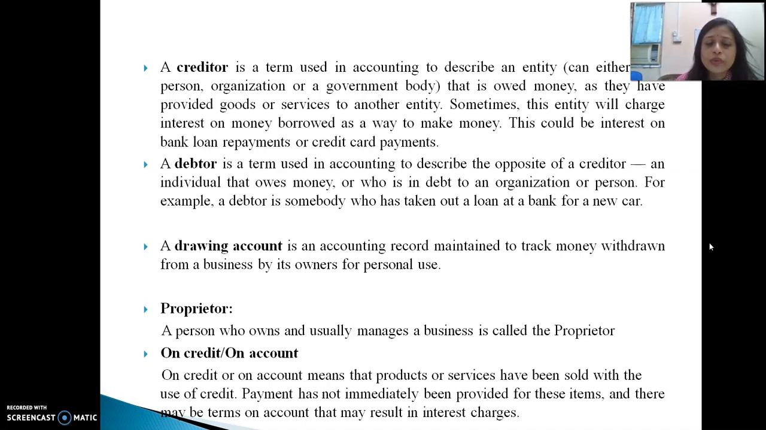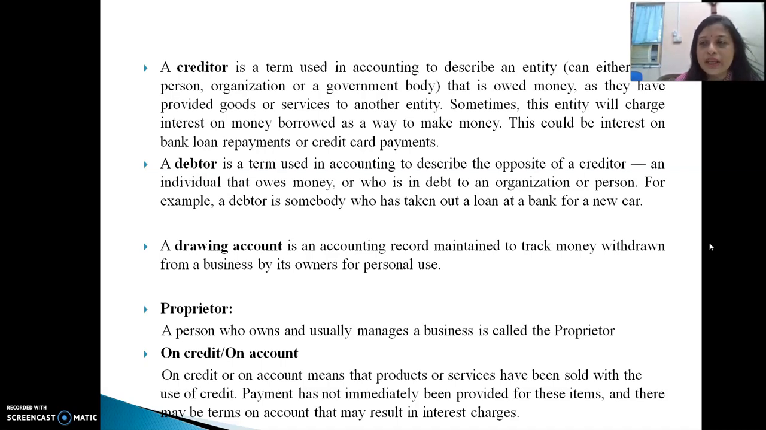And one more thing on credit. Now you always say, okay, take it on credit. You have heard these things. So what is credit? On credit or on account means that the product or services have been sold with the use of credit. Payment has not immediately been provided for these items, and there may be terms on the account that may result in interest charges.